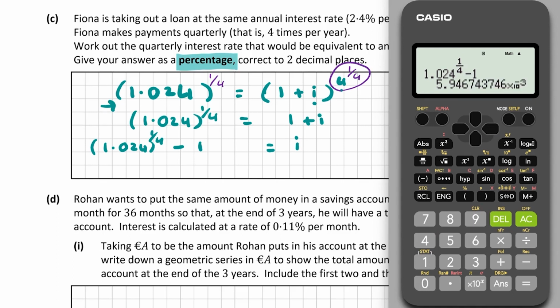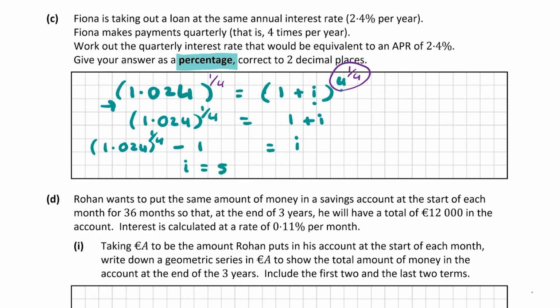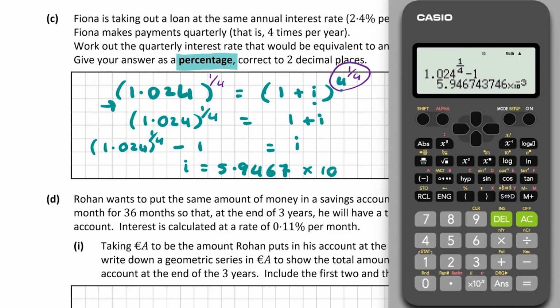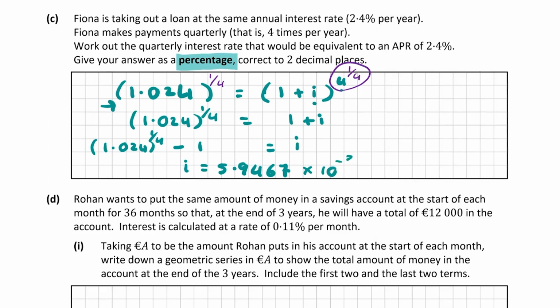And that gives us an answer of 5.9467. So I is equal to 5.9467 multiplied by 10 to the power of minus 3. So that means that we need to move the decimal place 3 places to the right. So I'm going to put in my zeros here to help me.